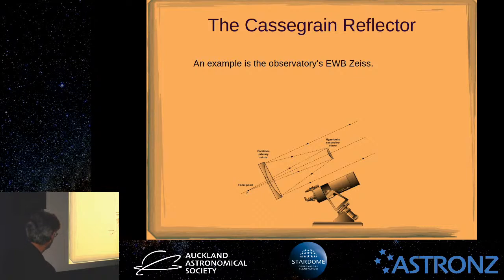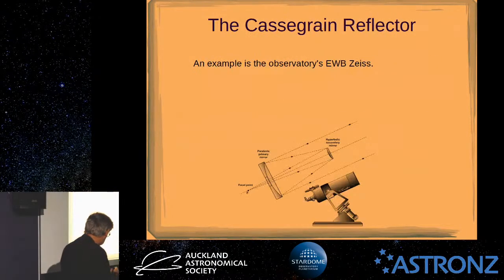So here's another kind of reflector, and this was invented by a gentleman named Cassegrain. And if you've seen the Zeiss Telescope upstairs, it's exactly this design. What happens here is that, whoops, not that. Okay, that's a bit better.